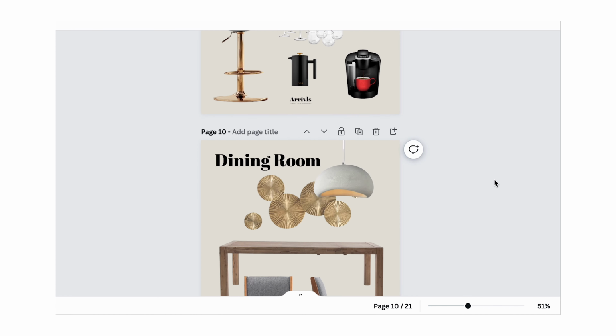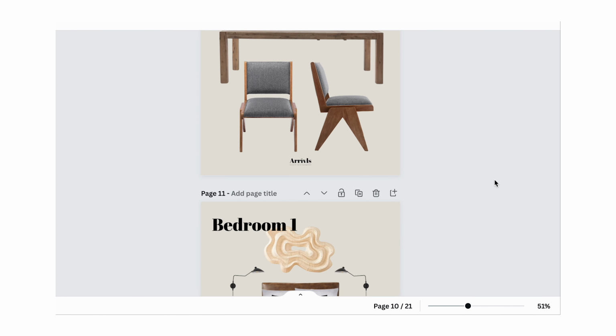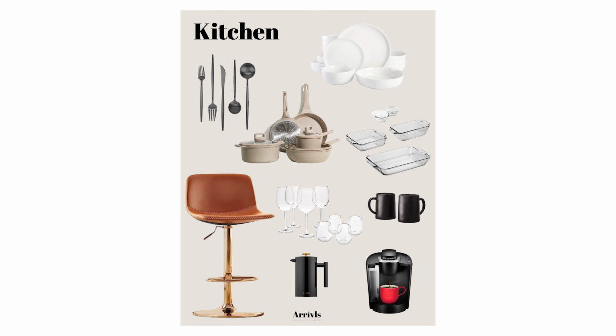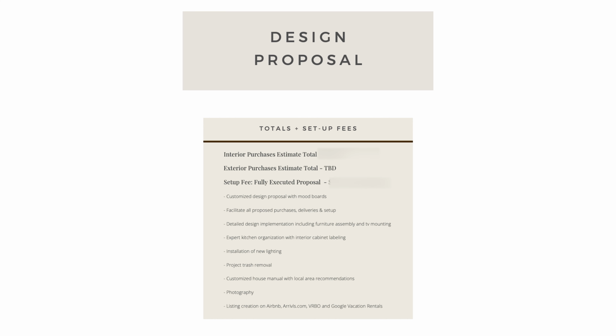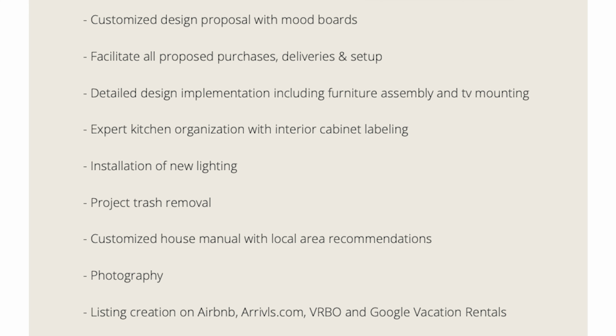And then next is all of the mood boards. We create one for each bedroom, living room, dining room, kitchen, and then we also usually include some slides for things like bathroom items, kids items, and outdoor living. After the mood board, we have a summary totals page where it's a total of all the purchases plus our setup fee, and then we also list out kind of the scope of work of what our setup fee includes.